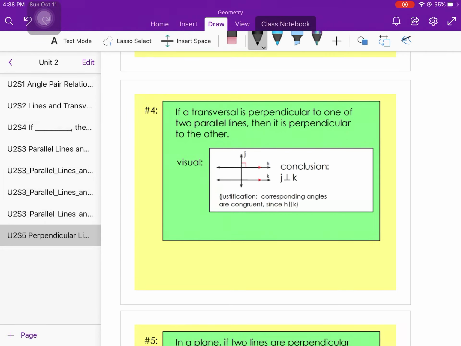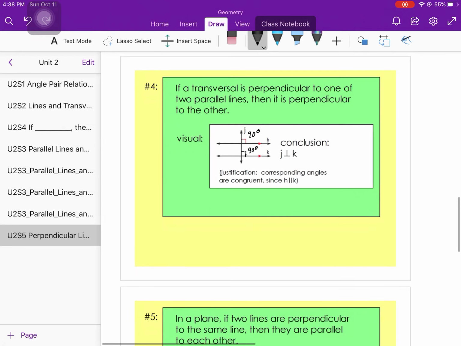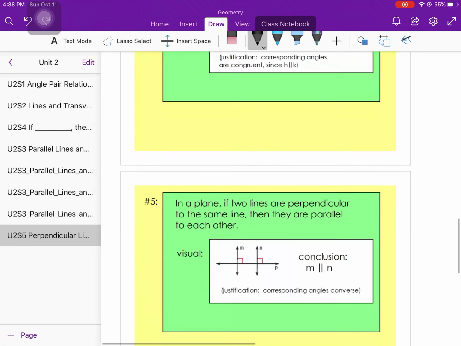Number 4: if a transversal is perpendicular to one of 2 parallel lines, then it is perpendicular to the other. So this goes back to corresponding angles. We know H and K are parallel to each other, and we know that corresponding angles have to be congruent if they're parallel. So if this one's 90, this angle right here would also have to be 90 since they're parallel. So that goes back to the corresponding angles postulate.